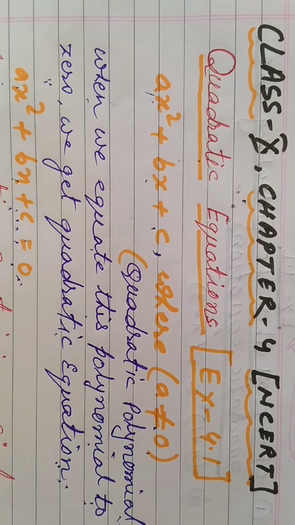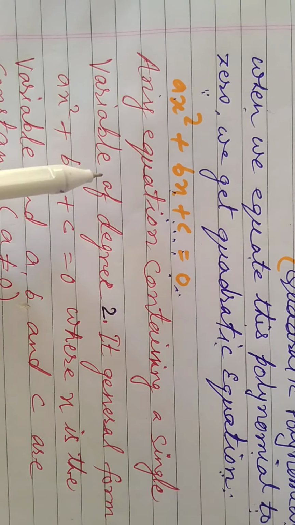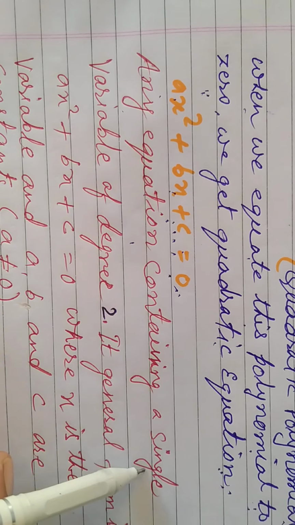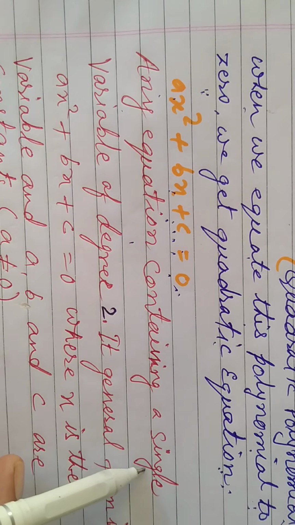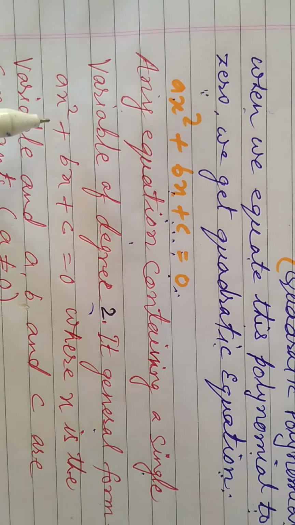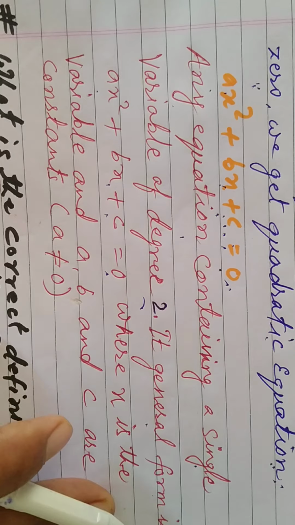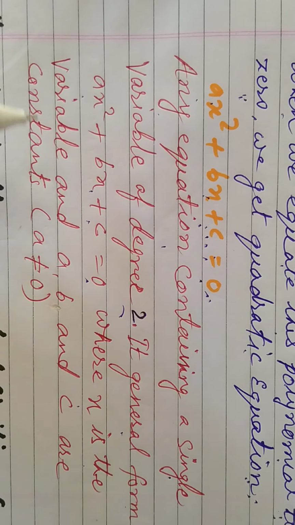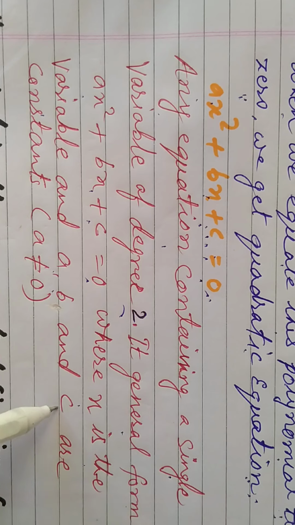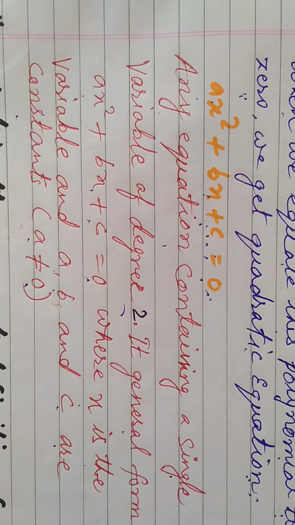Now the question is, what is a quadratic equation? This question comes to your mind. So now I am telling you what a quadratic equation is. Any equation containing a single variable of degree 2, its general form is ax square plus bx plus c equal to 0, where x is the variable and a, b and c are constants, where a is not equal to 0.